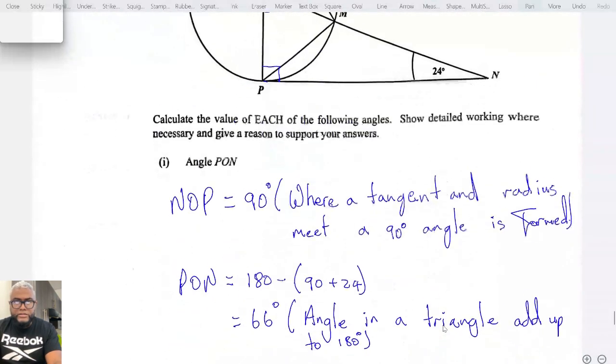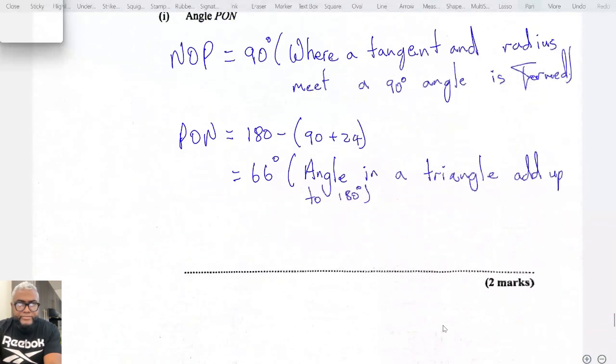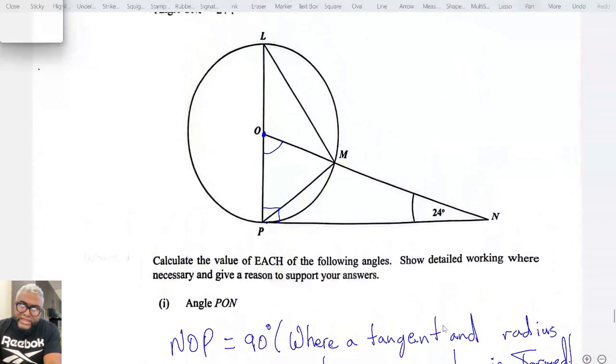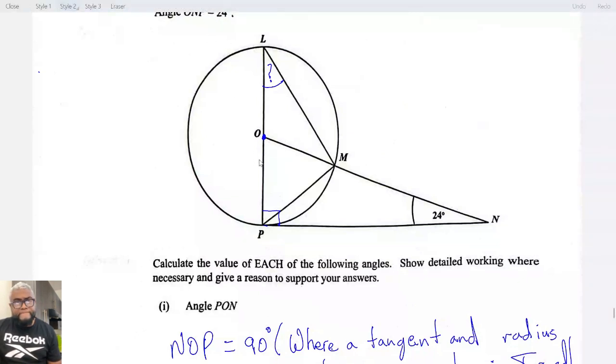Right, let's see what they're asking for next. We're going down. PLM, P to L to M. They want this angle up here. So what we know, let me start putting some things. What we found here to be 66 we just found here to be.